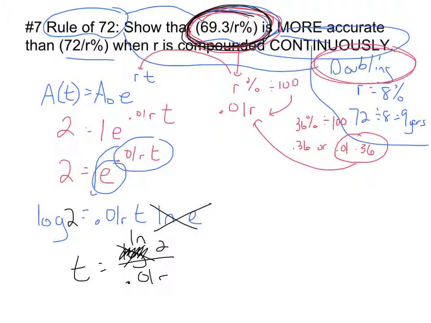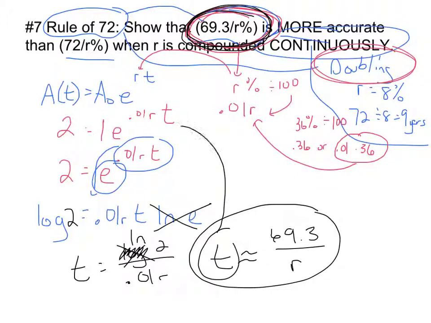And you will get, look at that. You'll get t is about 69.3 divided by r. We didn't get rid of the r. We just took natural log of 2 divided by 0.01. And looky there. That means the time it took to double is better approximated by 69.3 divided by r. Maybe we should call it the rule of 69.3 and not the rule of 72.